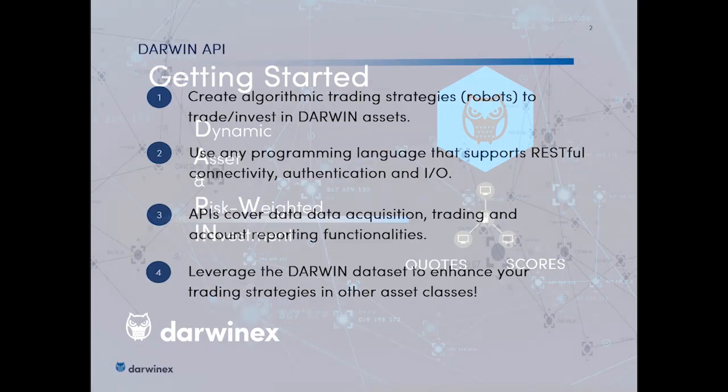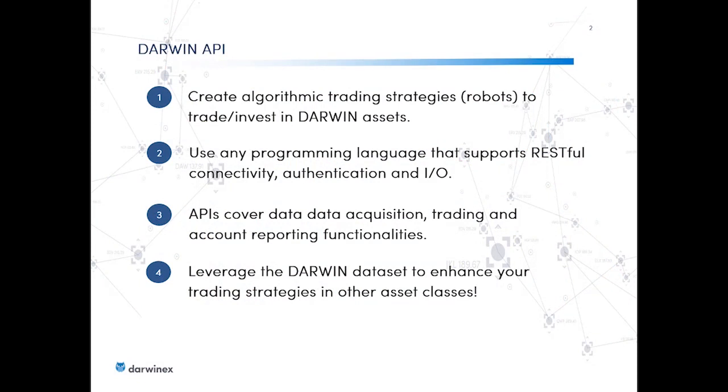The Darwin API enables clients to create their own trading applications or robots to trade dynamic asset and risk-weighted investments, aka Darwins, at Darwinex. Clients can use our APIs in any programming language of their choice, subject to its supporting connection to and authentication via a RESTful web service that we've set up for them.